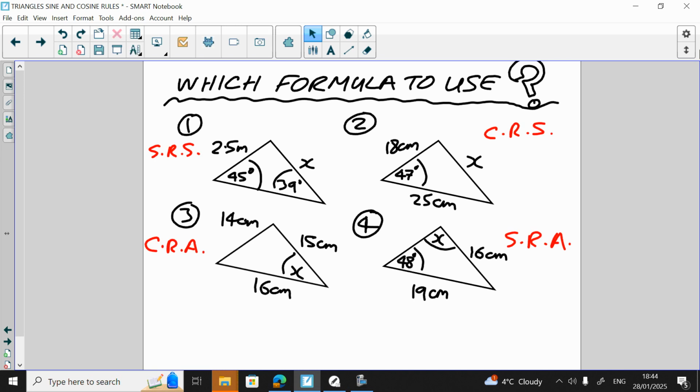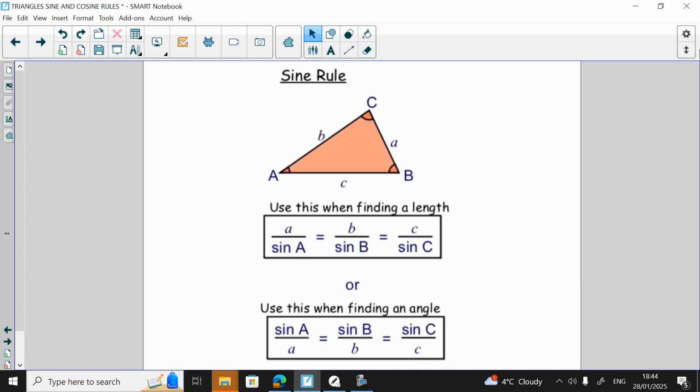But in general, for the sine rule, whether it's angle or side length, it can just be written like that there. And that's what we had to start with, folks. So it's just ratios of sides to sine of angles and vice versa.